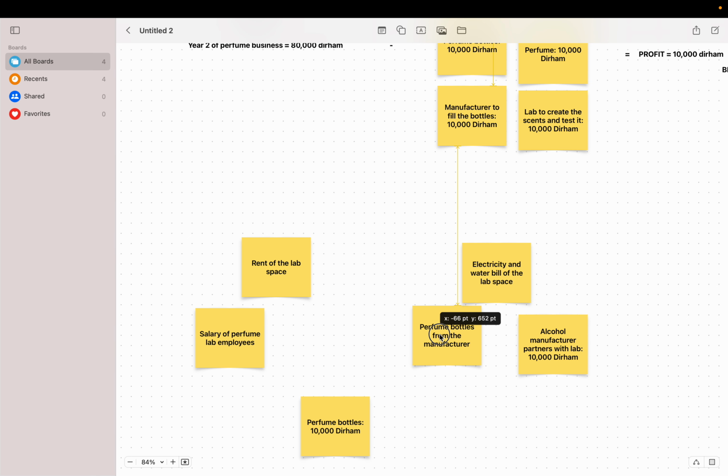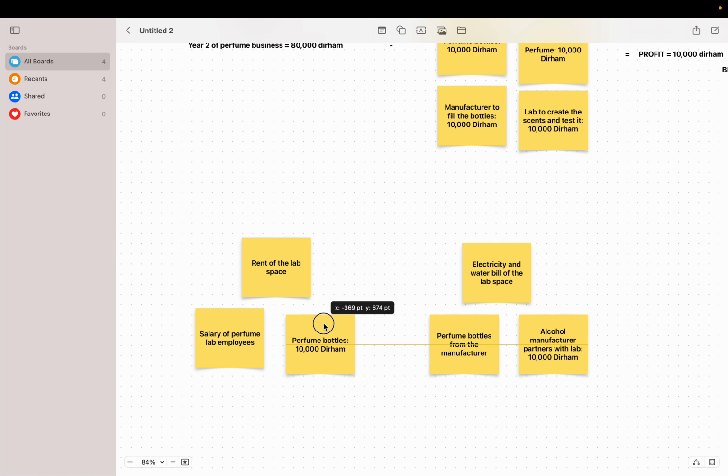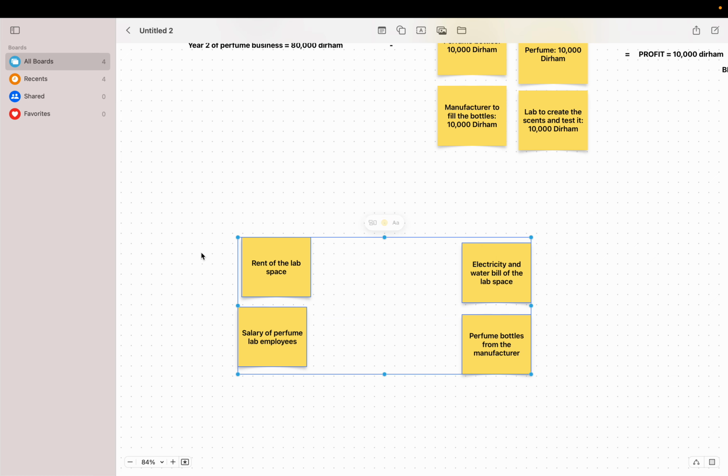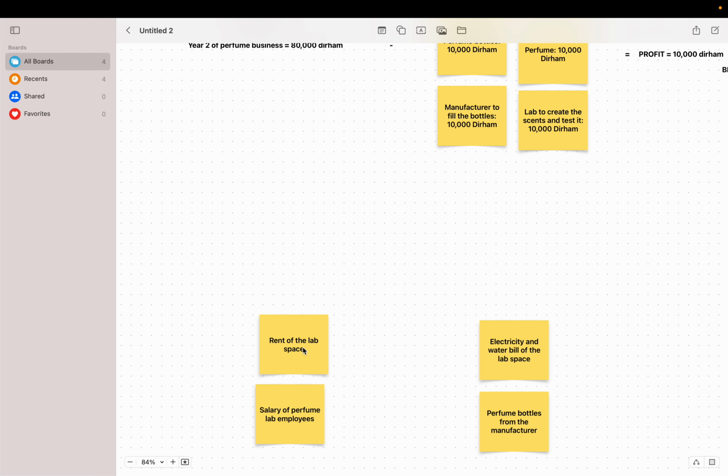or actually let's put this here. So rent of the lab space, salary, and then yeah, this is enough. Okay, let's take these examples. I want you to think of these.